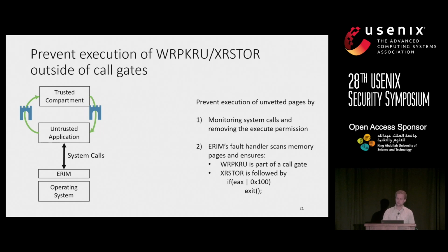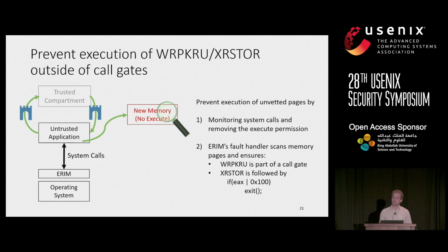ERIM prevents the execution of pages that include such unsafe WRPKRUs and XRSTORs by vetting every memory page before enabling the execute permission. Therefore, we monitor the untrusted application and remove the execute permission from system calls that set the page permissions. As a result, the execution of a new page without any execute permission leads to a page fault. ERIM's trusted page fault handler at this point is invoked, which again vets the page and only allows the execution to continue if it did not find any unsafe WRPKRUs or XRSTORs.